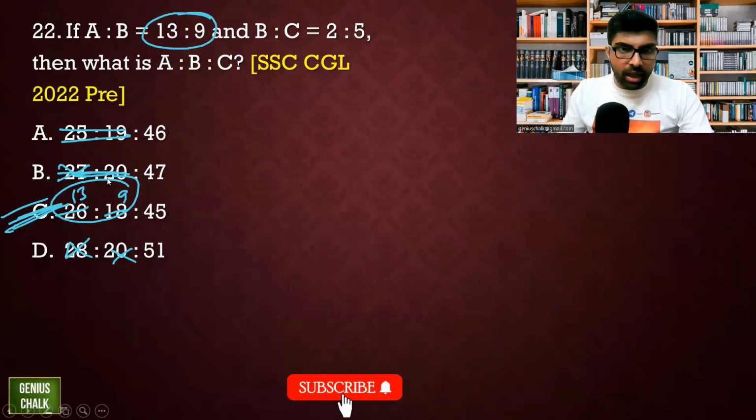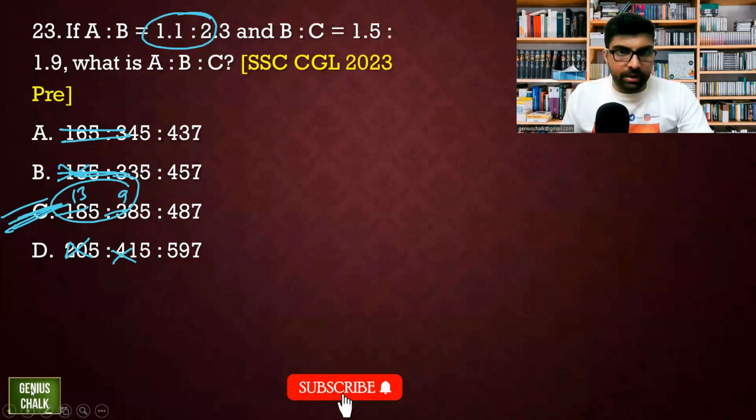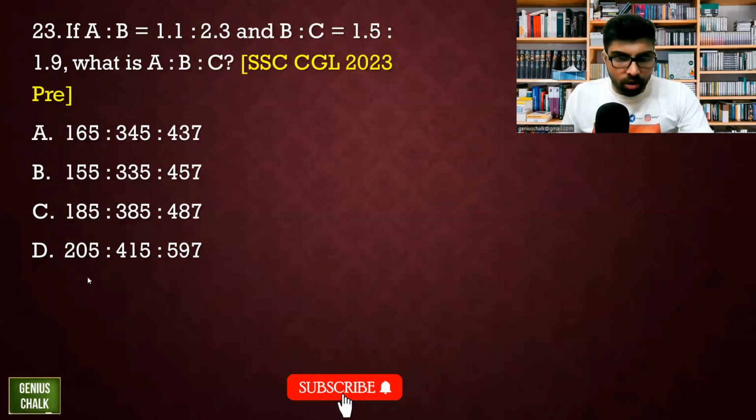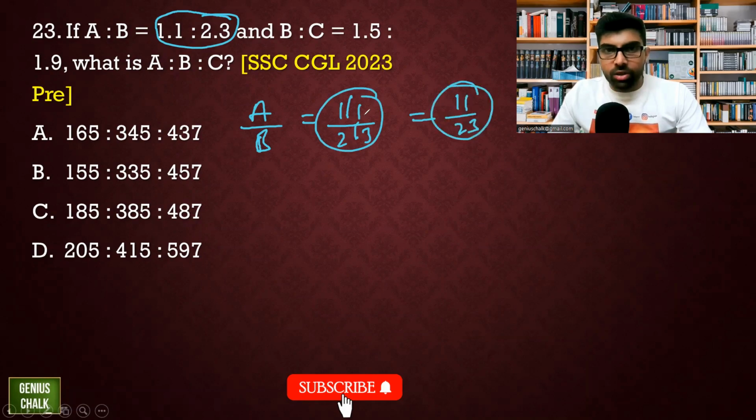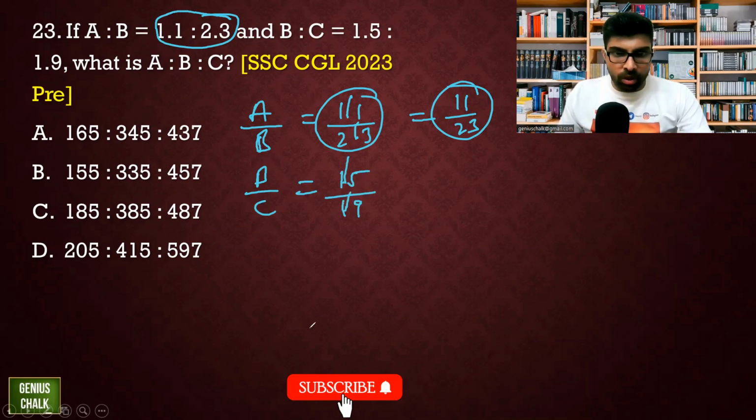That's why I have taken this question again, and this is a previous year asked question, a latest fresh question. Similarly, A is to B, B is to C given, find A is to B is to C. Now let's solve. Logically, let's solve first, then by shortcut. So A by B can be written as 1.1 is to 2.3. So decimal gone. Basically, A by B is 11 is to 23. And similarly, B by C is 15 is to 19. Decimal gone.